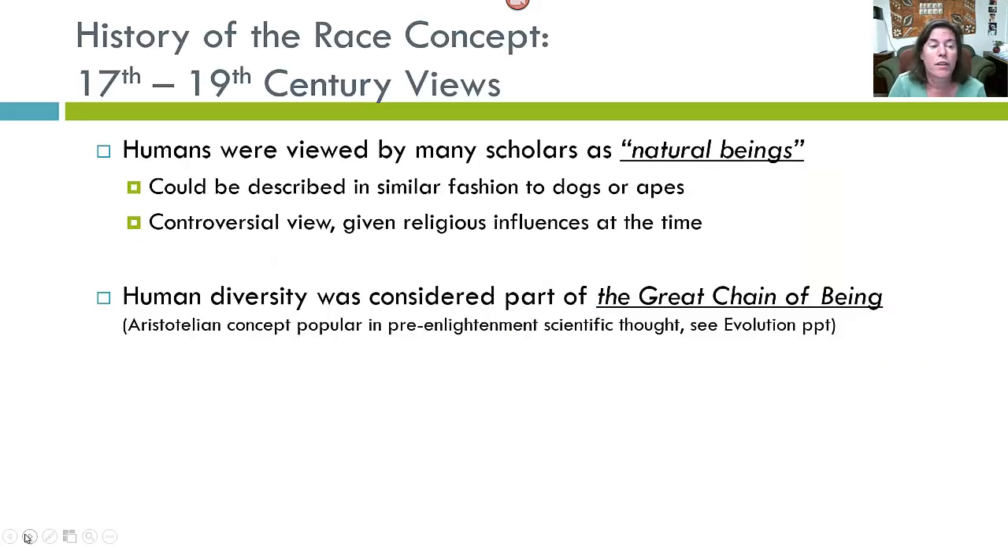Following Bernier, humans were viewed by many scholars as natural beings who could be described in a similar fashion to dogs or apes. This viewpoint was very controversial given the religious influences of the time, in which God had created man in his own image. For many scholars, human diversity was considered part of the great chain of being, where all living creatures occupied a position on a continuous scale from the lowest to the highest and most perfect. This is an Aristotelian concept popular in pre-Enlightenment scientific thought. And you can see a figure of the great chain of being in the evolution PowerPoint.